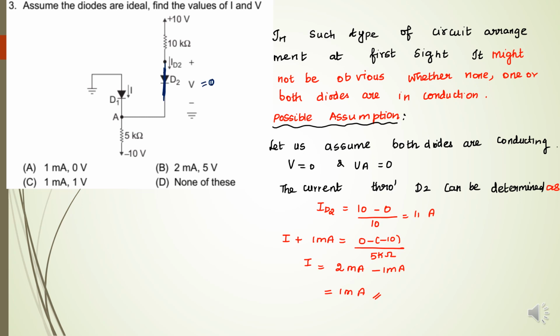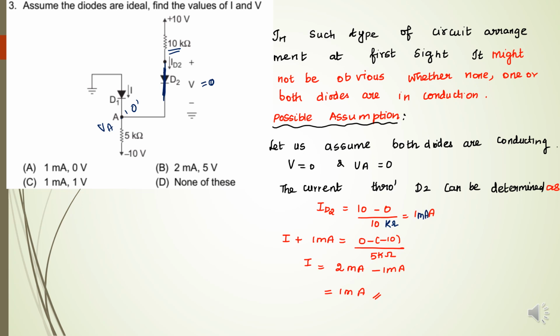The current through D2: how to find it? Here there is 0 potential at VA. So what is the current? 10 minus 0 divided by this resistance, 10 minus 0 divided by 10 kilo ohm. So that is 1 milliampere, ID2.